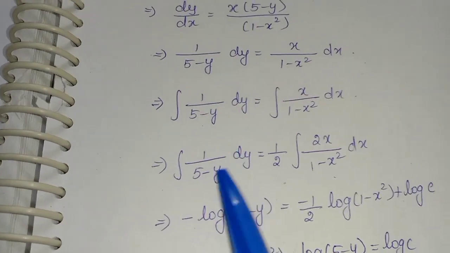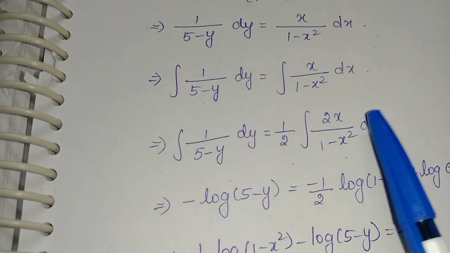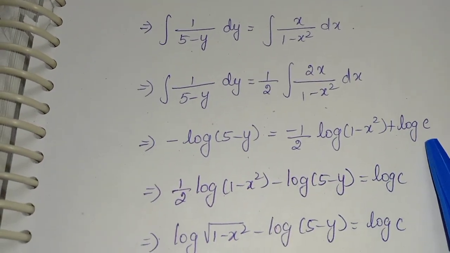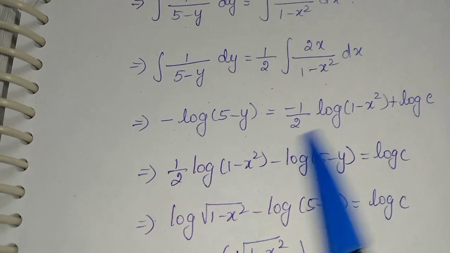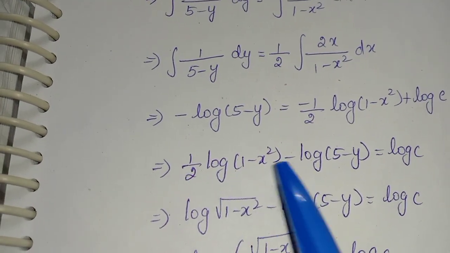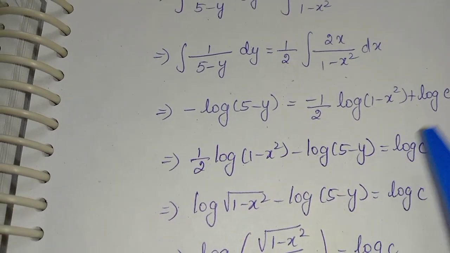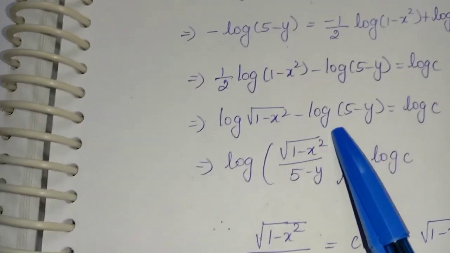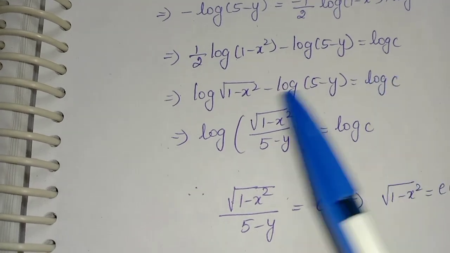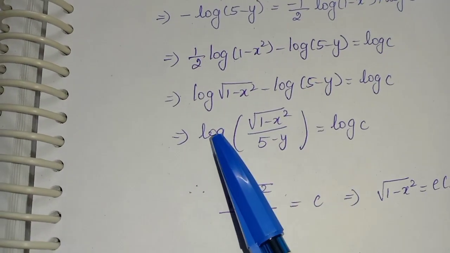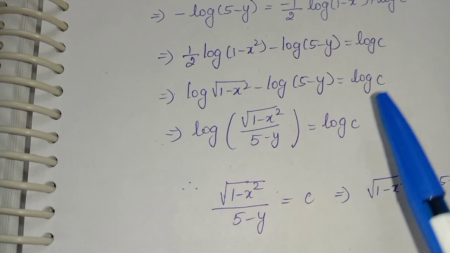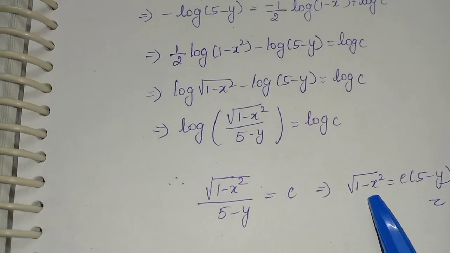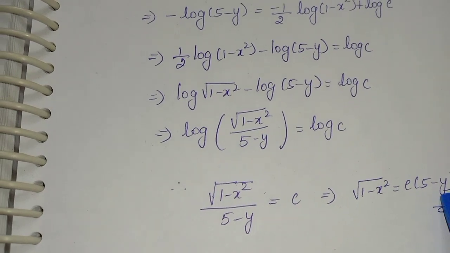So here, what is this integral? Minus log of (5 minus y). Here it is minus log of (1 minus x square) plus integrating constant log c. Okay, so bring this term to the left hand side. 1 by 2 log of (1 minus x square) minus log of (5 minus y) equal to log c. So log of root of (1 minus x square) minus log (5 minus y) equal to log c. This is log a minus log b, which can be written as log of a by b equal to log c. So root of (1 minus x square) by (5 minus y) equal to c, or root (1 minus x square) equal to c into (5 minus y).